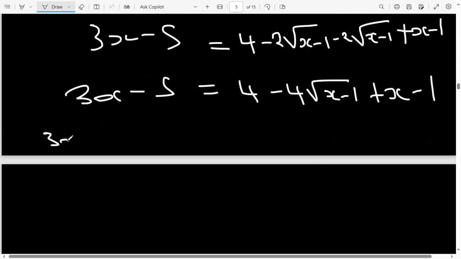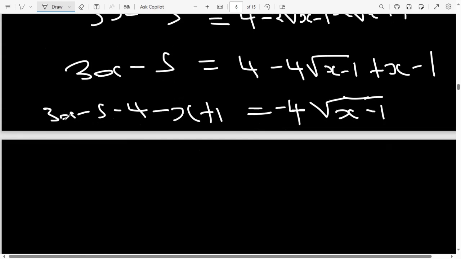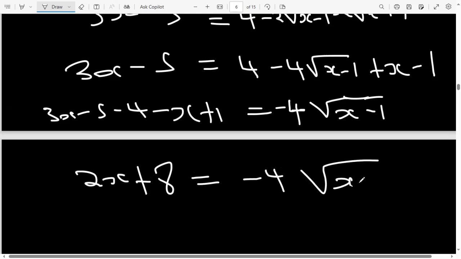So it means we're going to have 3x minus 5. This 4 comes to the other side to be minus 4. This x comes to the other side to be minus x. This minus 1 comes to the other side to be plus 1. And this equals minus 4 root of x minus 1. So here let's add the like terms. 3x minus x gives me 2x. And then I have minus 5 minus 4, which is minus 9, and then plus 1 to be minus 8, equals minus 4 root of x minus 1.